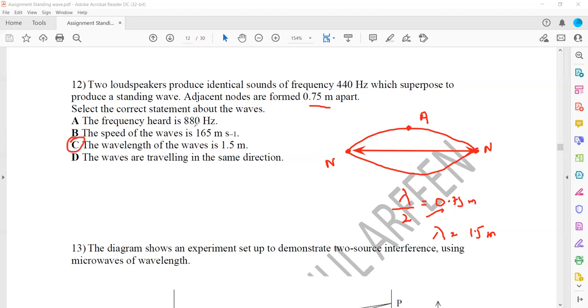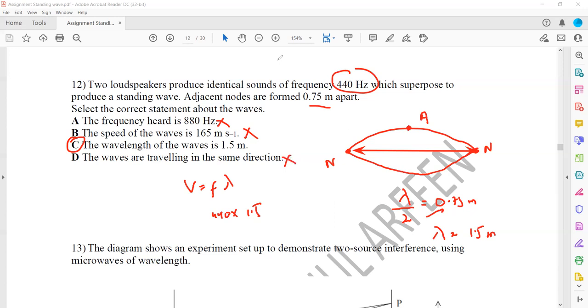Frequency heard 880, no, they already mentioned the frequency is 440, so we don't hear that. Speed, how to know the speed? Speed is frequency times the wavelength. 440 times the wavelength 1.5 is not 165. The waves are traveling in the same direction.